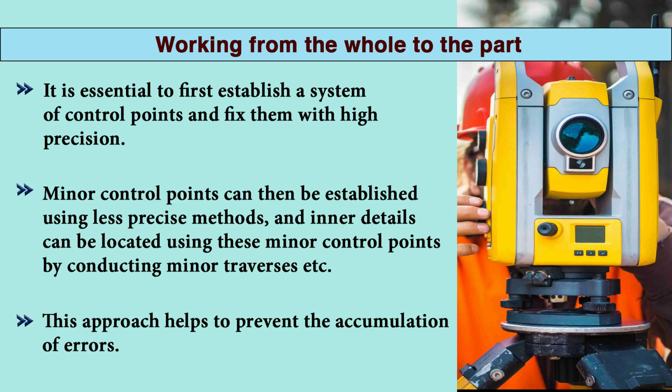I think this particular theory we will understand in more detail when we discuss chain surveying. But the basic idea here is that we have to establish the control points with high precision. Minor control points we can establish with less precise methods. This approach helps to prevent the accumulation of errors and allows for the control and localization of minor errors, which otherwise could expand and become uncontrollable if the reverse process is followed.